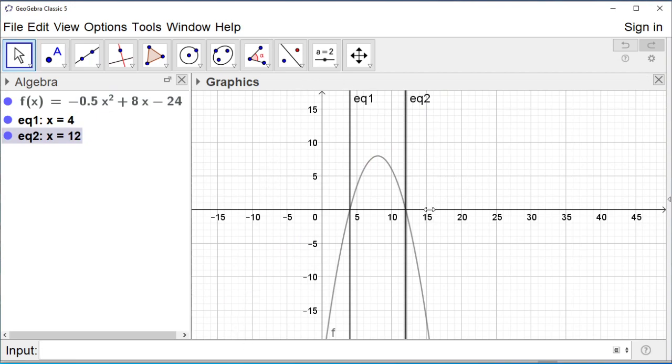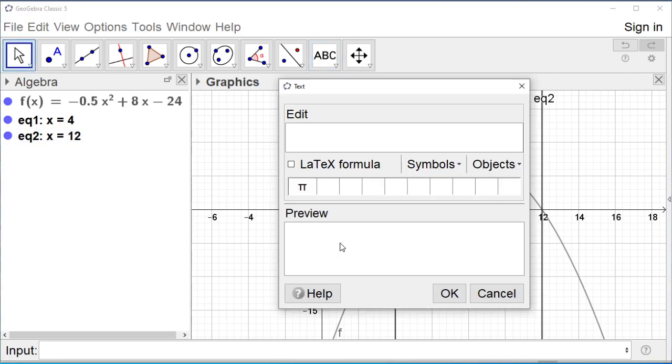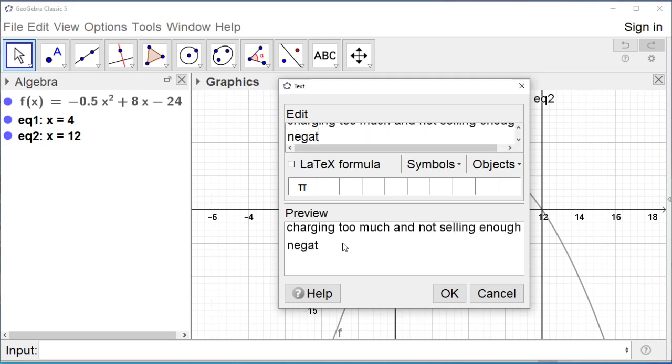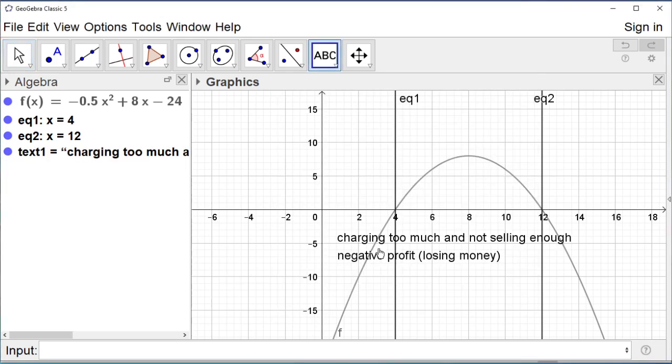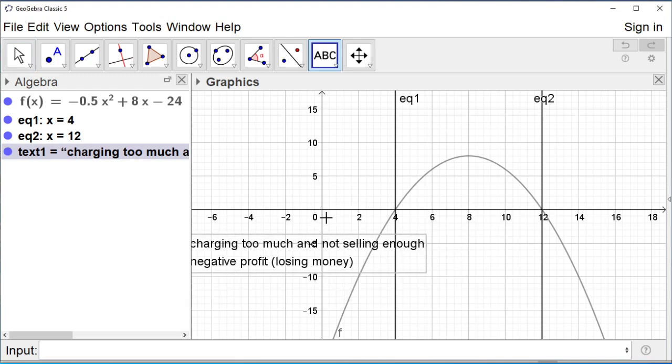So in the first region, what's going on in this region here? He is charging too much and not selling enough. Negative profit. He is losing money. That's what's going on in this region here between 0 and 2.